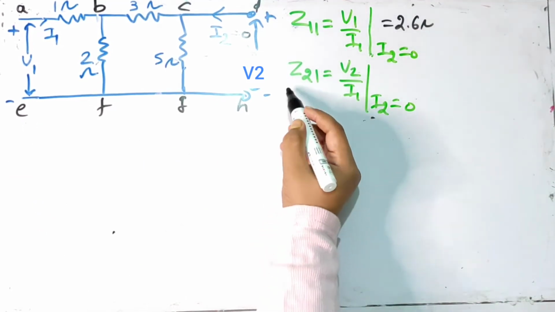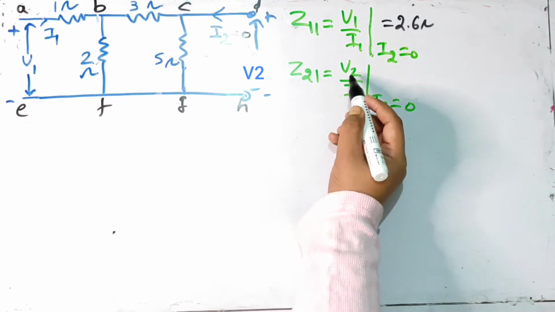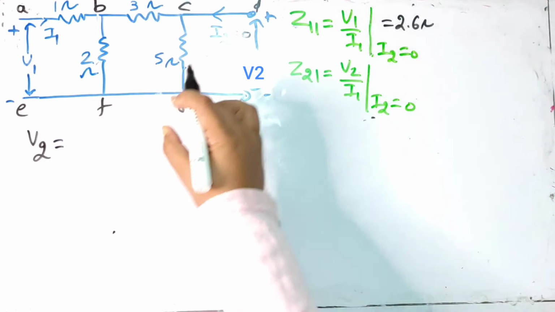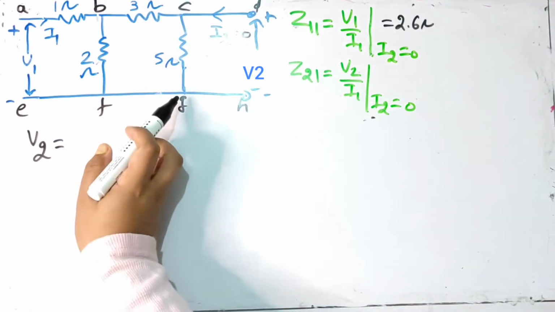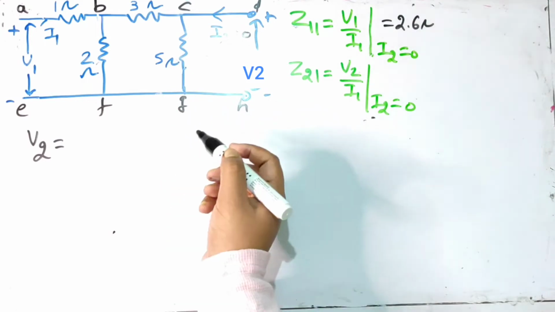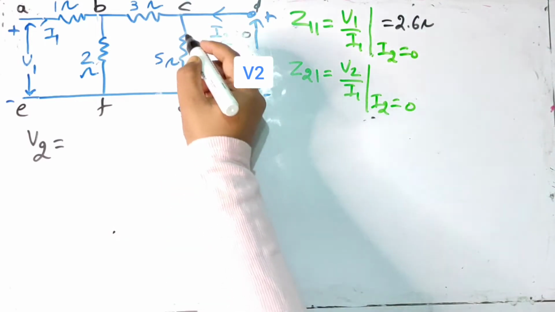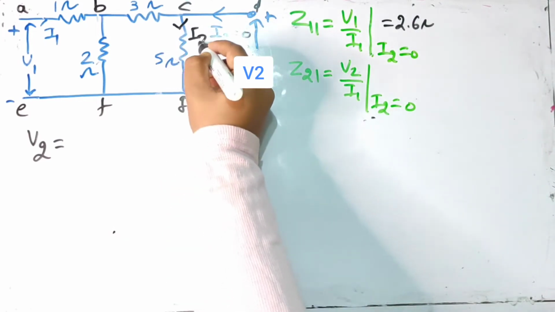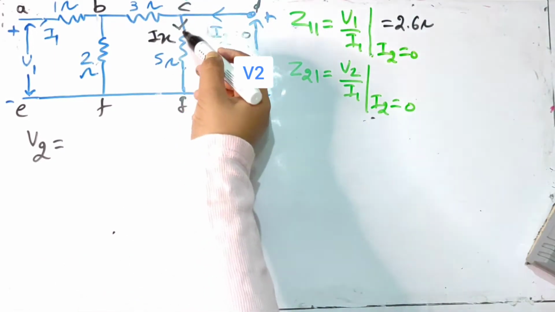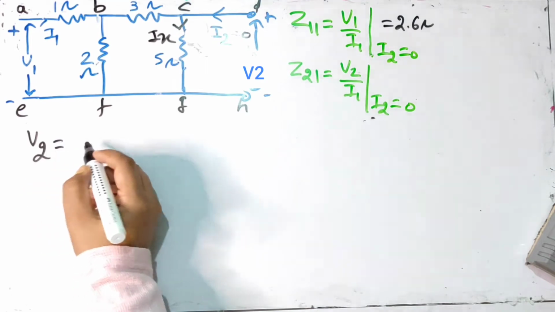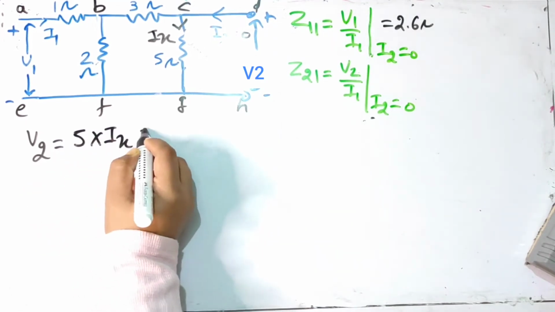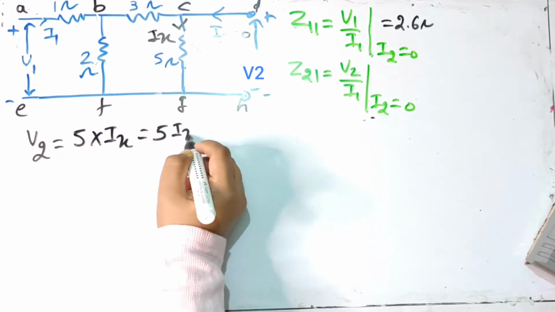Now in order to find out Z21, there is an involvement of V2. So we need to find out V2. V2 is a voltage drop across CG terminal, which means voltage drop across 5 ohm. Let us assume that the current that is flowing through CG is Ix. So V2 will be 5 into Ix or 5Ix.